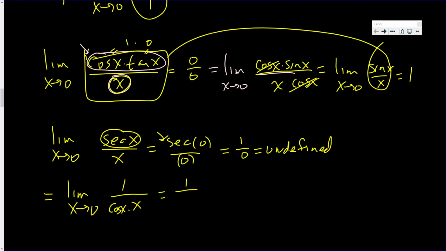Once again, you get 1 over (1 times 0). Cosine of 0 is 1, x is 0, so you get 1 over 0, which is undefined. You don't use L'Hôpital's rule here, because L'Hôpital's rule is only for when you have 0 over 0 or infinity over infinity, where we don't care if the infinities are plus or minus. That finishes this section on limits of trig functions.